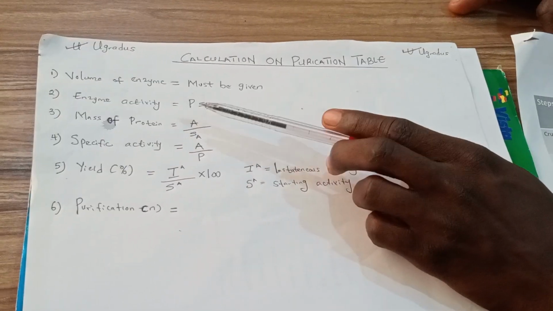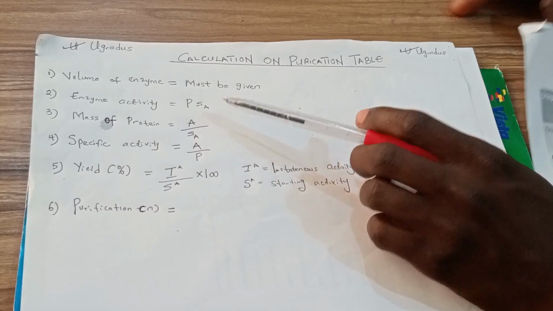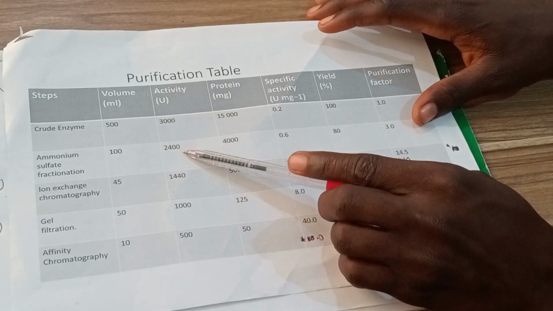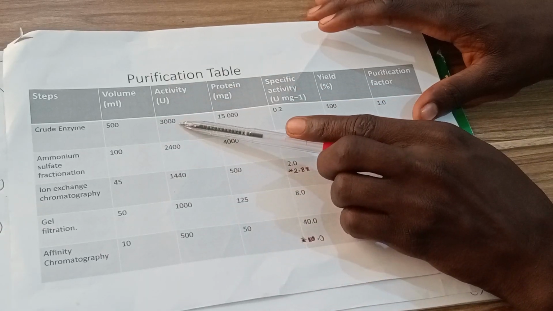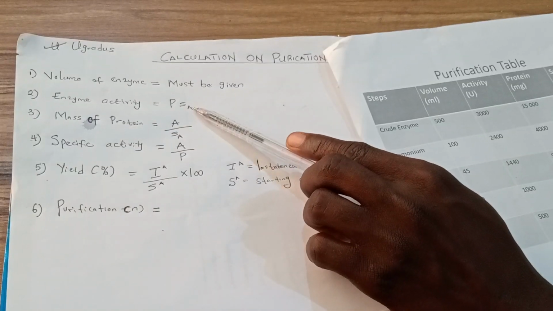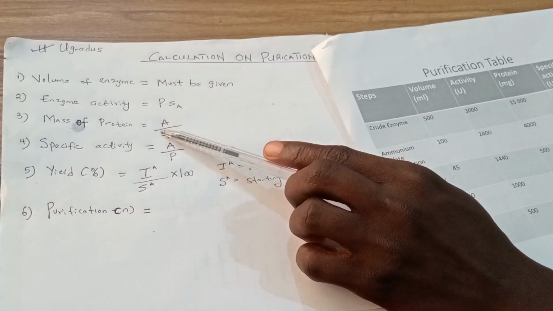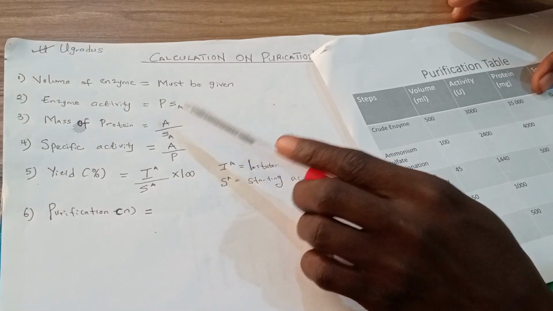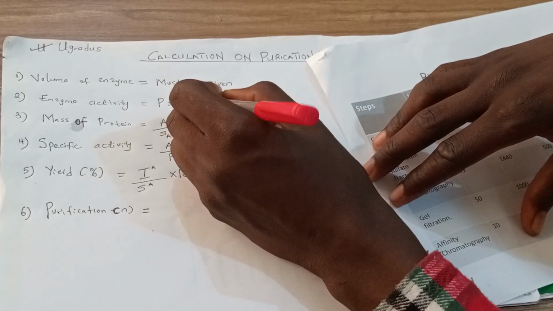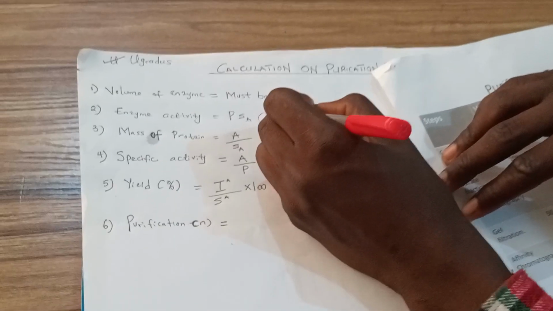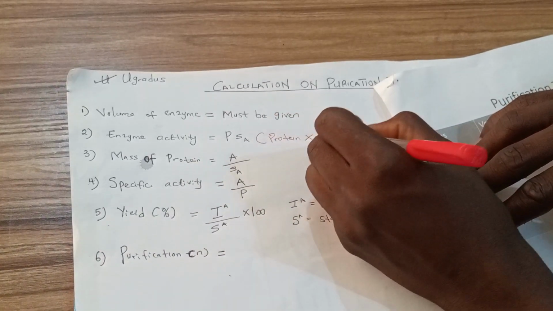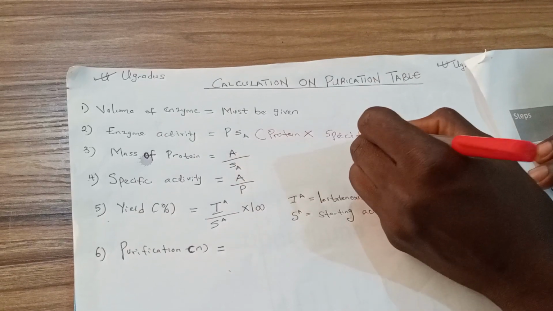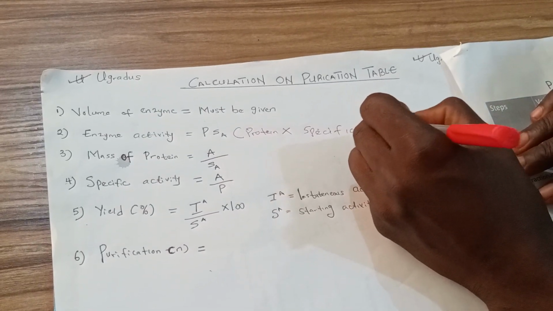But how can you calculate the enzyme activity? Where is the enzyme activity? The enzyme activity, according to this table, is this: 3,000. Now, the formula I put here is PSA, where P represents the proteins and the S represents specific activity. It means that enzyme activity equals the product of protein and specific activity.